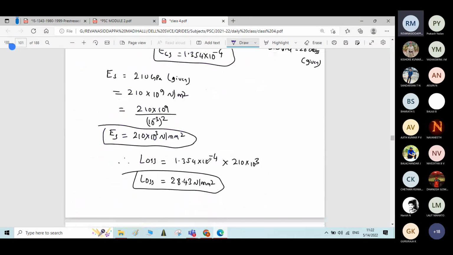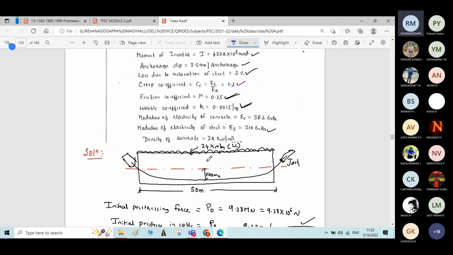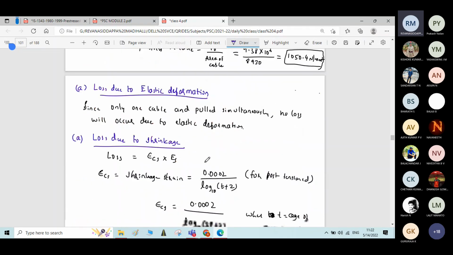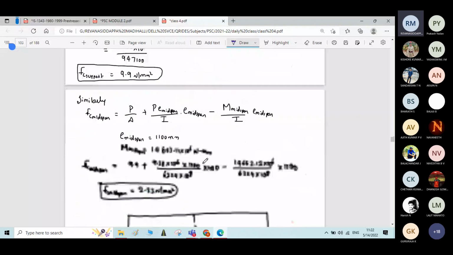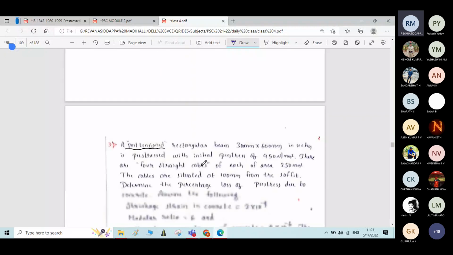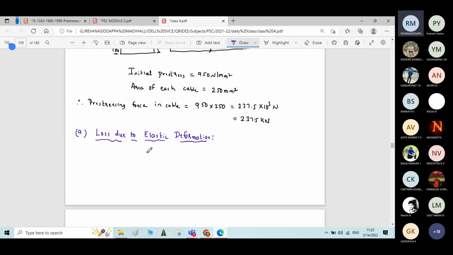If the cables are pulled one by one, it will be specifically given in the problem. If the condition of pulling of the cable is not given, it is understood that all the cables are stretched simultaneously. So here it is specifically said the cables are pulled one by one. Then there will be loss due to elastic deformation for a post-tensioned concrete beam. Otherwise, it will be 0. I have explained why in the theory class in the beginning.